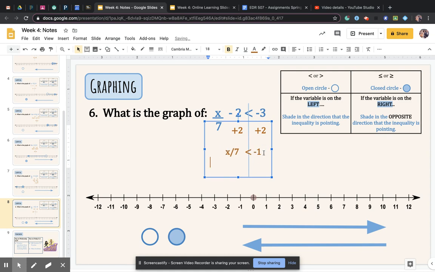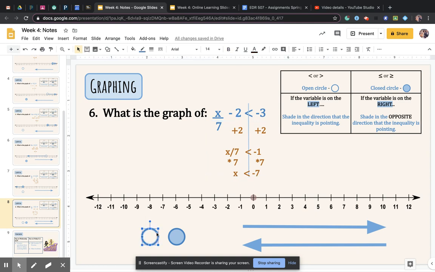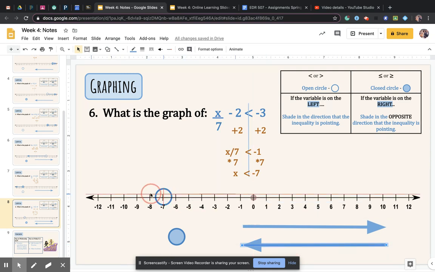So to get rid of my division of 7, I am going to multiply by 7 and multiply by 7. When I do that, I am left with x. Notice the sign's not flipping because it wasn't a negative 7. And then negative 1 times negative 7 gives us negative 7. So again, it is going to be an open circle. It is going to be on negative 7. And for this one as well, it will be pointing to the left.